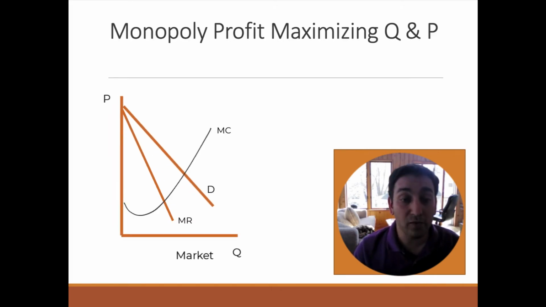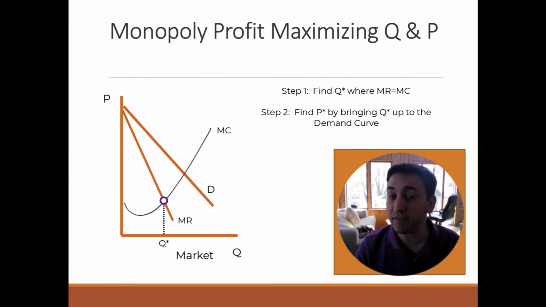For a profit maximizing monopolist, just like everyone, you want to produce where marginal revenue equals marginal cost. That's going to determine your quantity. Once you have that quantity, now you have to decide, well, how much should I charge people? You may ask a price up here, but there's no way you're going to sell it.